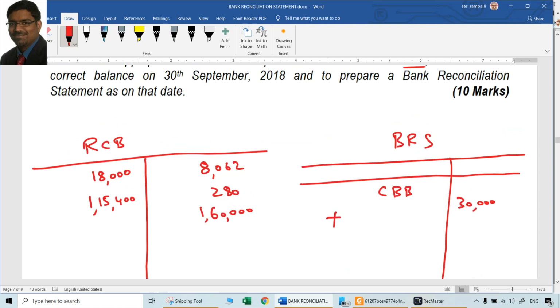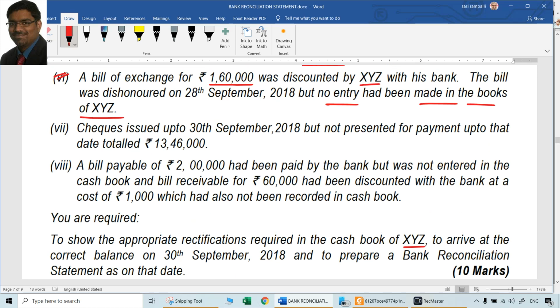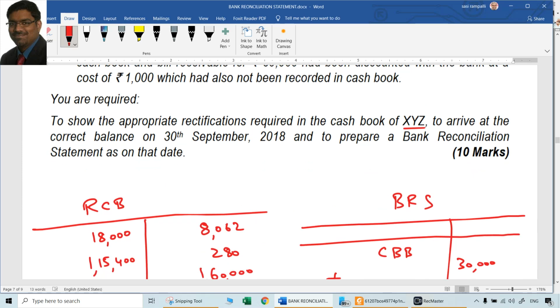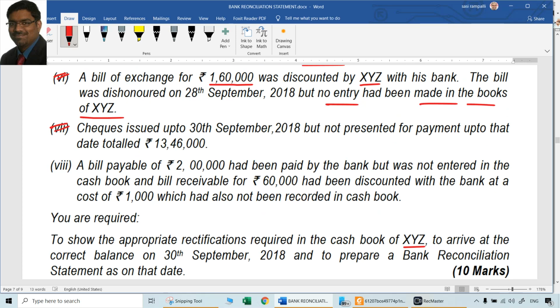Of course, one more point to be noted. Definitely we would not have received the full 1,60,000 from the bank when we discounted that. It doesn't matter. Still we have to pay the bank 1,60,000 only. The bill amount only has to be paid back to the bank. Whatever discount amount was there earlier, it is gone. That will be our loss, the bank's gain. That's over. But we definitely have to pay 1,60,000 to the bank because the bill is dishonored. So that is 1,60,000. Now we are making an entry in our books of accounts as a credit to the cash book, 1,60,000. Next. The 7th point says checks issued but not presented for payment up to that date, 13,46,000.